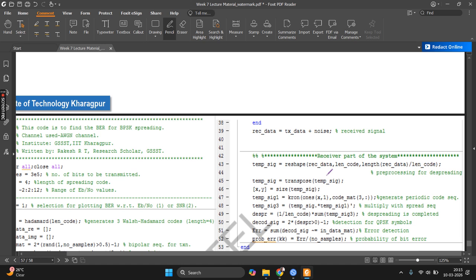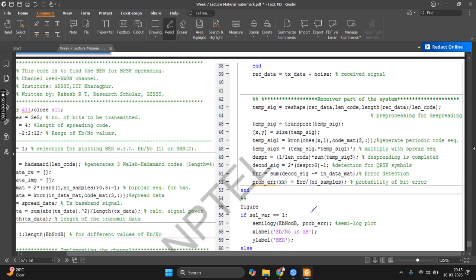So finally you have to recover this code. How will you do that? You will basically multiply the received signal again. The temp signal is your received signal. So you multiply this received signal with the Hadamard code. The same Hadamard code that you used here, you will use again here to multiply, and then you will get the despread sequence.